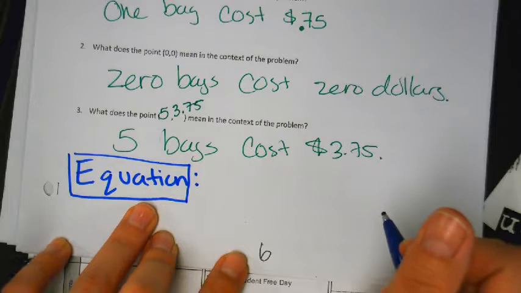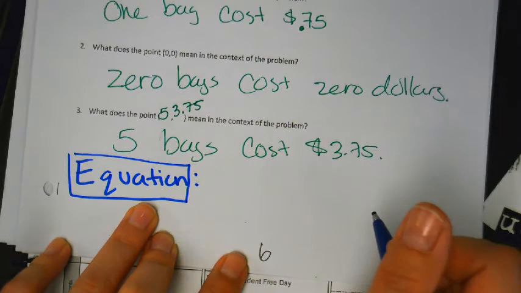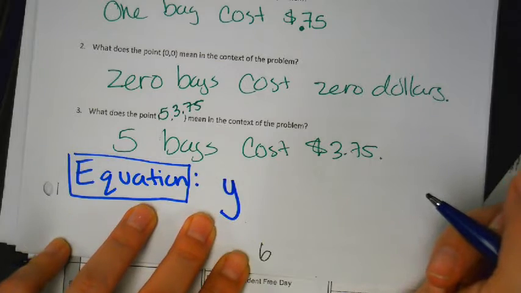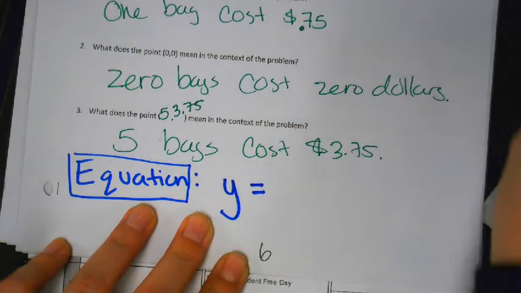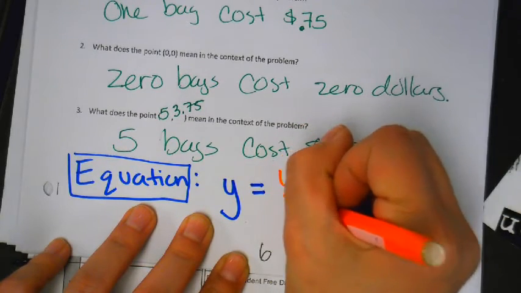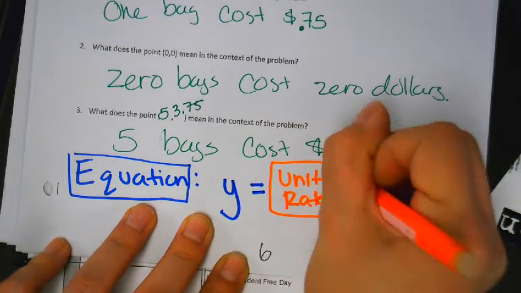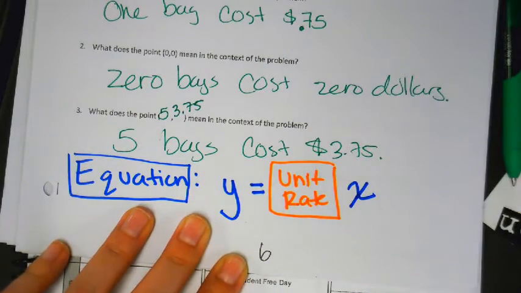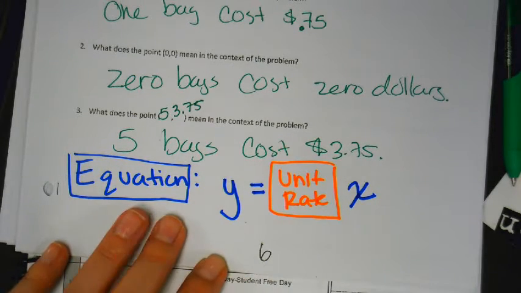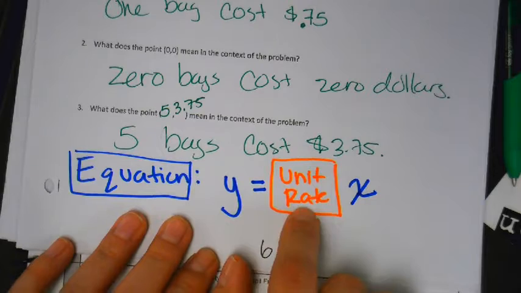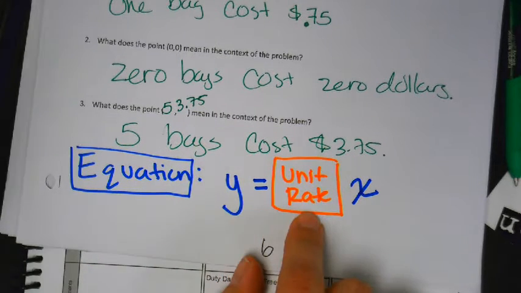Okay, equation. Are you ready for this? You'll always start off with a Y equals. Then you will put your unit rate followed by a fancy X. This is how you write an equation. You will always start off with a Y equals. Now here in orange, we replace this with the number of your unit rate.